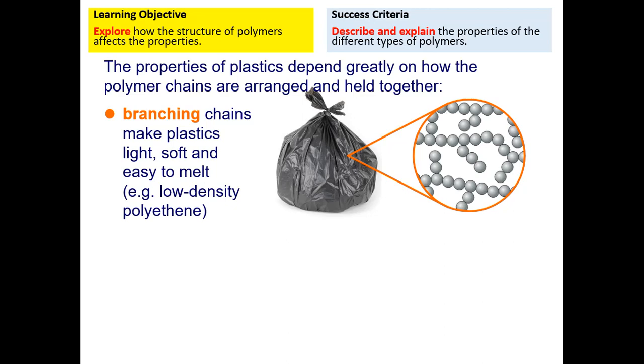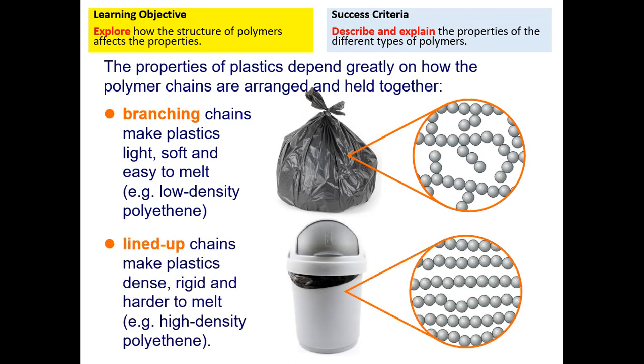Now, thermosoftening plastics can be what we call branching chains or lined up chains. So, for example, low density polyethylene or polythene that's used in plastic bags is branching chains. So it makes them soft and light and easy to melt. So if you look, the chains in that diagram aren't close together because they're branching, the chains can't get very close together. That means they're even more easily separated. Now, lined up chains, so they've got no branches coming off them and the chains are a lot closer together, make the plastic a little bit more dense, a bit more rigid, and slightly harder to melt.